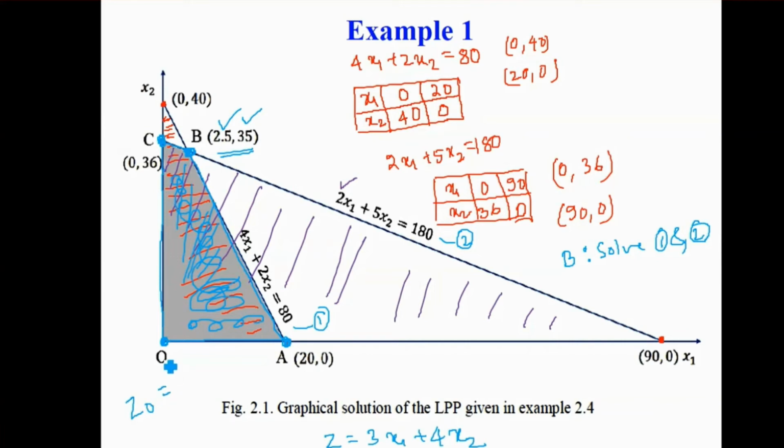So Z value at O means (0, 0). If we put (0, 0), then the Z value is 0. Now Z value at A we have to find, that means 20 into 3 plus 0 into 4, that is 0, that means we are getting 60. Similarly ZC we can find, so ZC equals 0 into 3 plus 36 into 4, we'll find out what that is, and ZB also we can find out. Then we will see where the Z value is maximum, and the corresponding point is the solution.